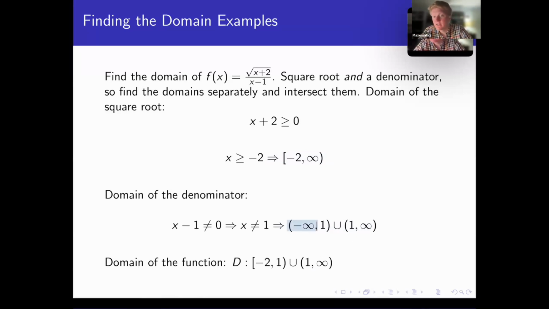I know this extends all the way to -infinity, but let's plug in, say, -5. Well, -5 is okay for the denominator. -5 minus 1 is -6. That's good. But -5 plus 2 is -3. And we can't take the square root of -3. So for square roots and denominators separately, take the domain of each part and intersect them. But this doesn't happen a ton. It does happen, but not a ton.